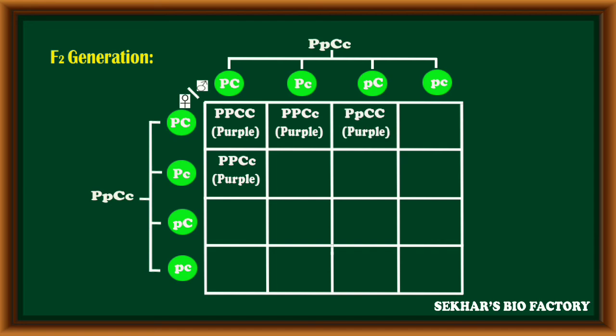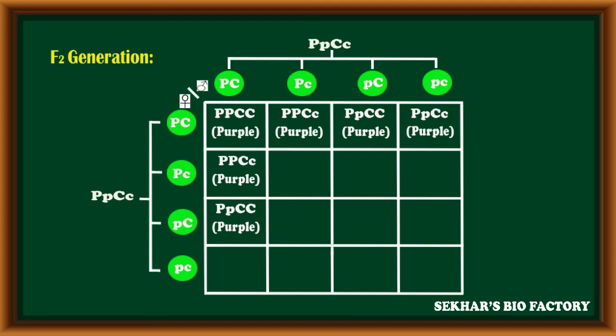The fourth combination becomes capital P, small p, capital C. Because both genes have dominant alleles, the flower color becomes purple. The next combination, capital P, small p, capital C, is also purple because both genes have dominant alleles. The next combination is capital P, capital C, small c. Even though the heterozygous condition is present, both genes have at least one dominant allele, so both enzymes are produced.